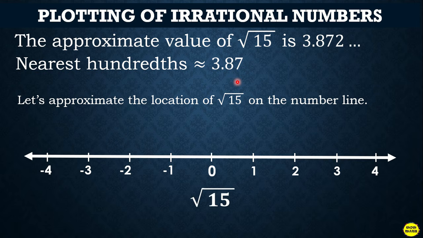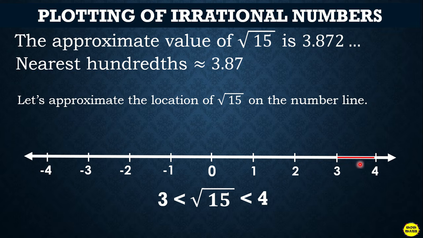So, kunin natin yung dalawang integers where square root of 15 lies between them. Tingnan natin, nasa gitna siya ni square root of 9 and square root of 16. So, ibig sabihin, nasa gitna siya ni 3 and 4. Dito dapat ang graph natin yan.